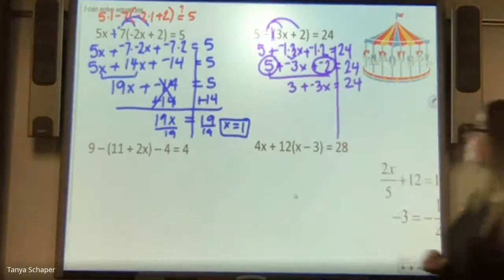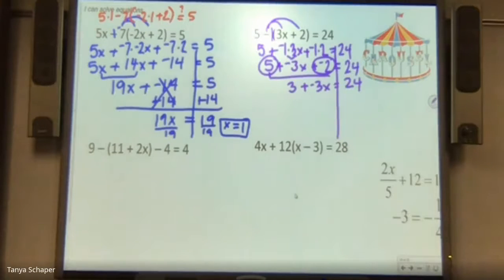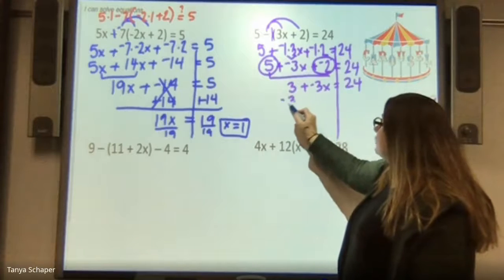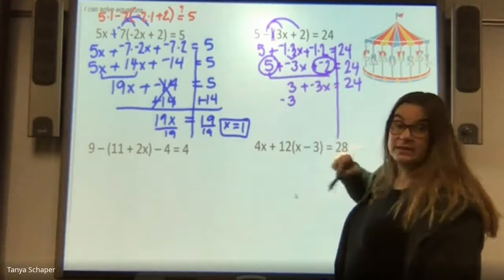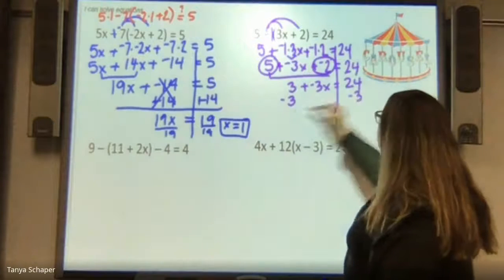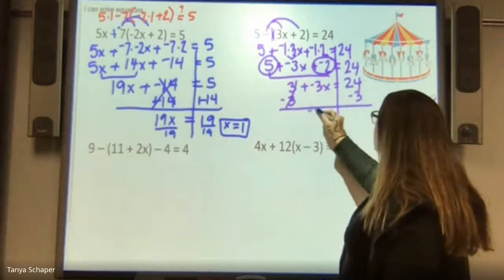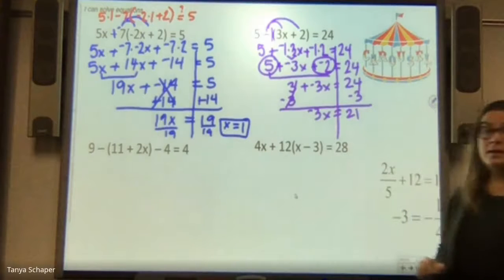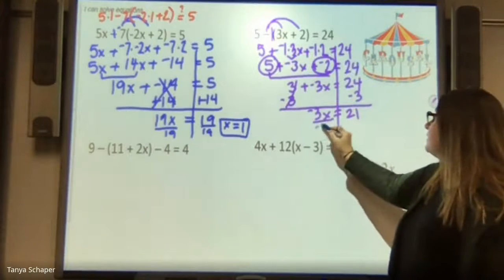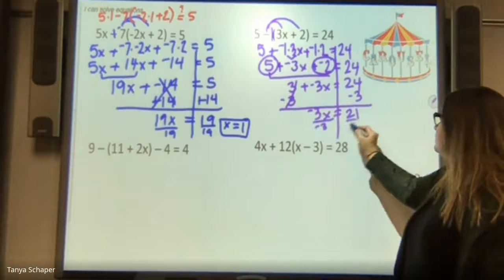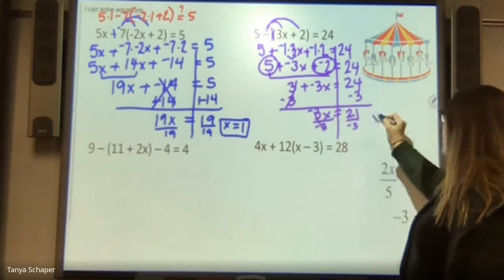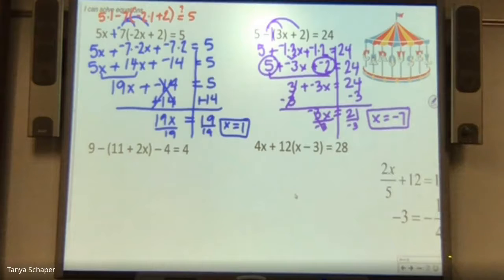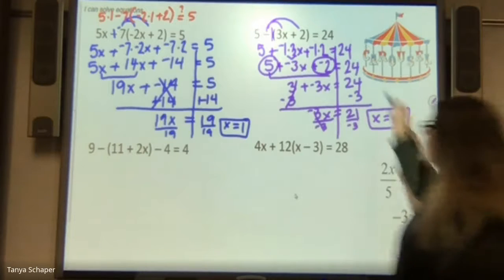Some of you like to put the line down to keep it balanced. Now I'm going to undo the 3 by subtracting 3, because 3 minus 3 is 0. So subtract 3. -3x equals 21. I'm going to divide by -3 because the inverse of multiplication is division. So x equals -7. If I want to check to make sure that it works, I'm going to put it right back in here.